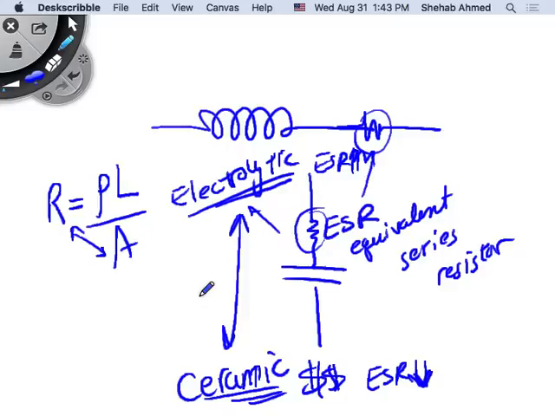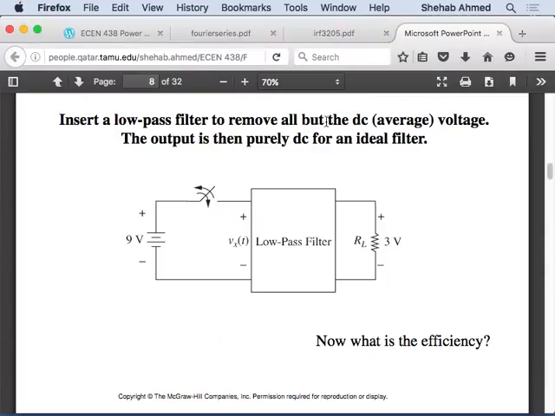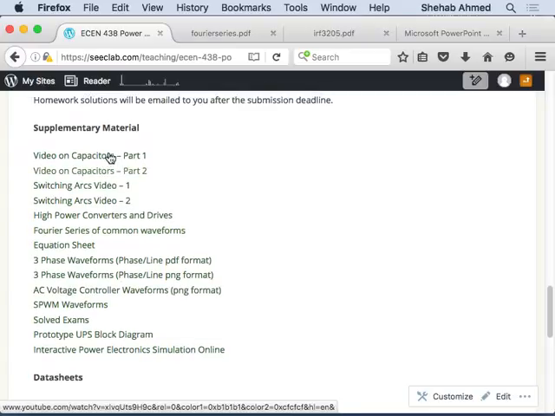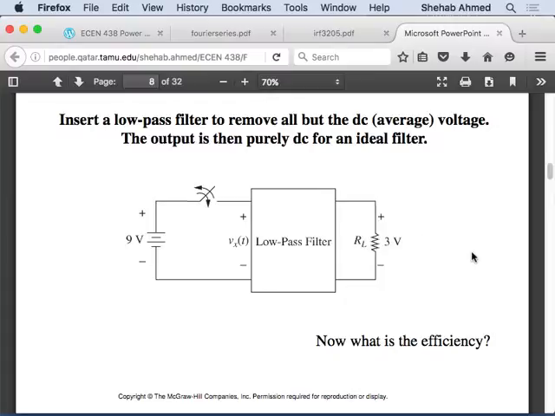I put 2 videos on the various types of capacitors. It's nice to watch. There are 2 videos here on capacitors. I would recommend you watch them. They talk about the different types of capacitors, the differences in cost, differences in performance. It's good common knowledge. Okay, so these are what we have there.